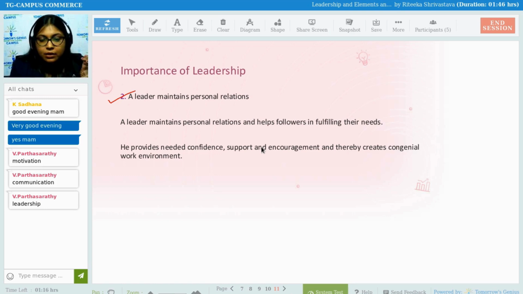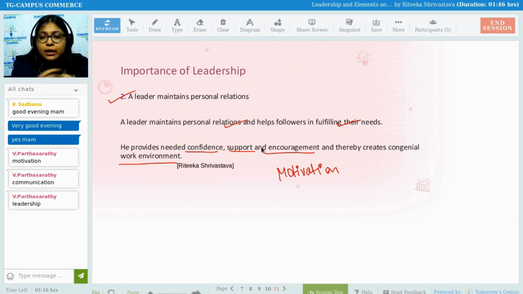Done. So the point says the leader will maintain good relations. This will help in fulfilling all the needs of the subordinates. He will give all the confidence, support, encouragement, motivation, guidance, counseling, everything to the subordinates in order to create a congenial work environment. Now here tell me, what does the term congenial mean?